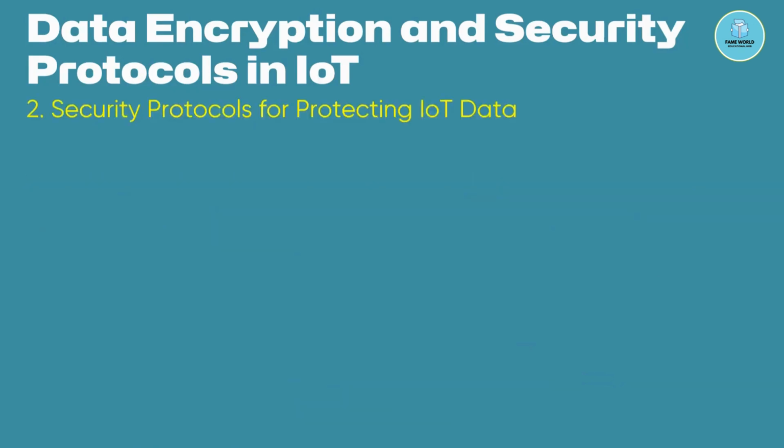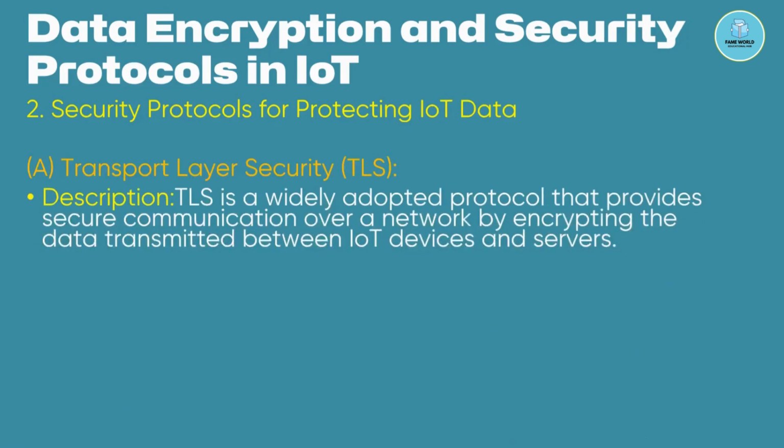Security protocols for protecting the IoT data. Okay, so simply the transport layer. Now this is a security protocol for protecting IoT data. I will also be discussing the TCP/IP and the OSI reference model in the upcoming sessions. So transport layer security, simply a widely adopted protocol, TLS. Actually, it is transport layer security. This is the TLS. It is applicable on the TCP/IP protocols.